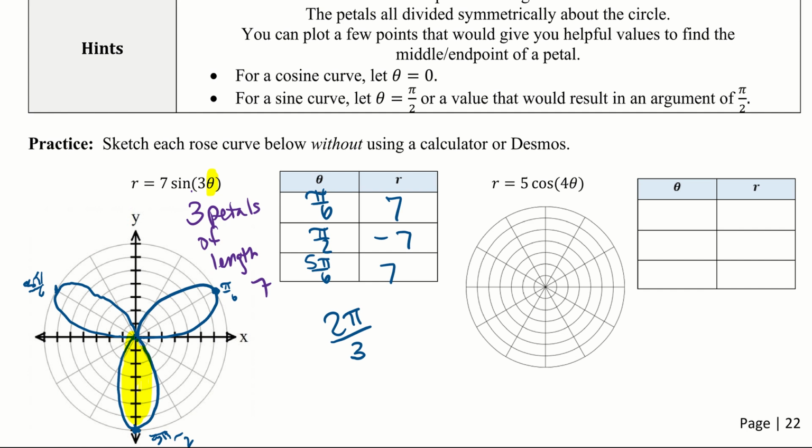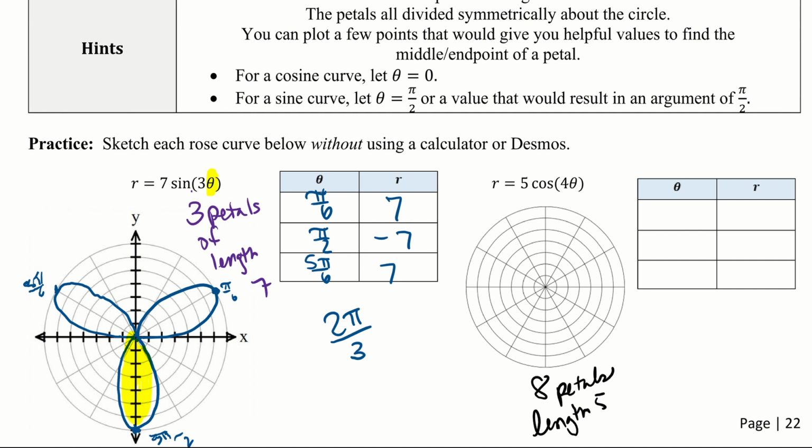All right, this one I have 5 cosine of 4 theta. So I should end up on this one with twice as many petals as is listed. I should end up with 8 petals. And these petals, I guess I didn't give us quite enough little circles on this one, but 5 cosine of 4 theta, 8 petals of length 5 each.